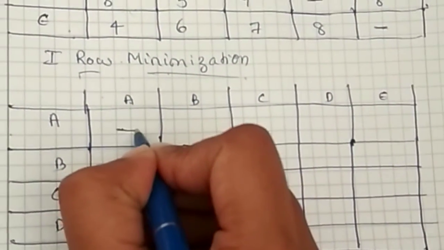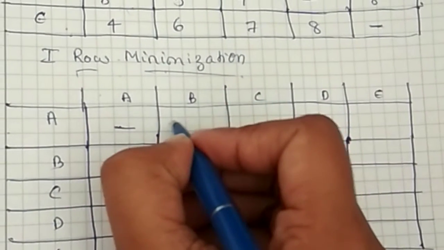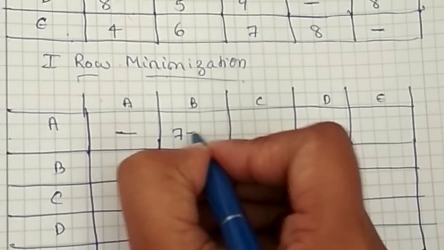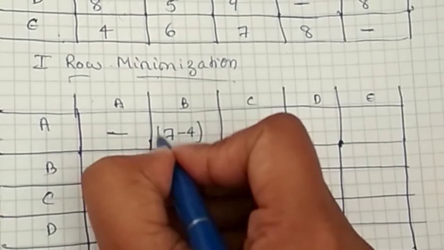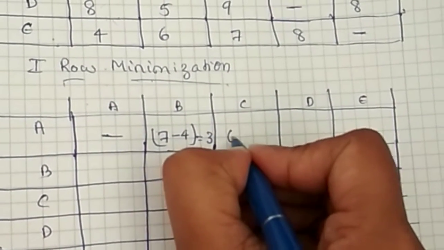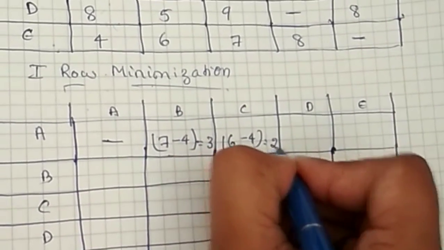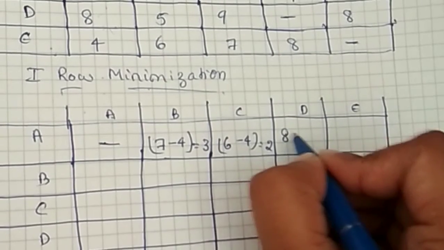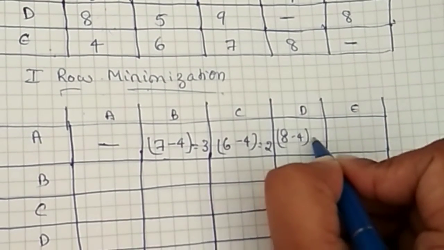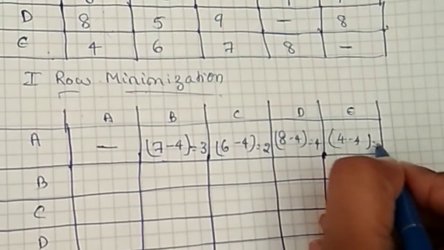Okay, so A to A distance is null, so you don't need to do anything. For B, the value is 7, the minimum value is 4. So the resultant value will be 3, right? So 6 minus 4, that is 2. And 8 minus 4 is 4. And 4 minus 4 is 0.